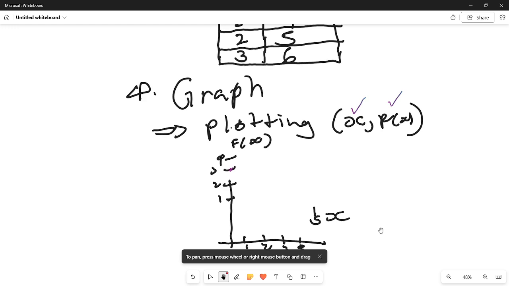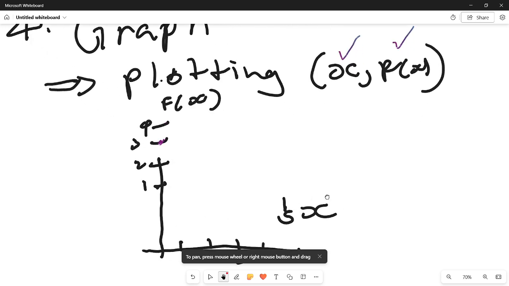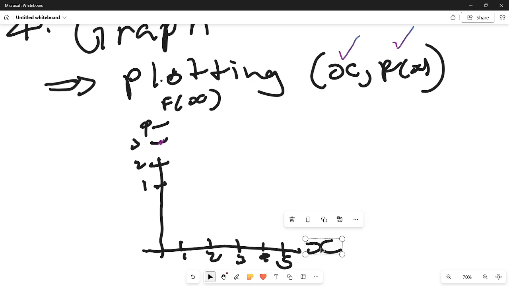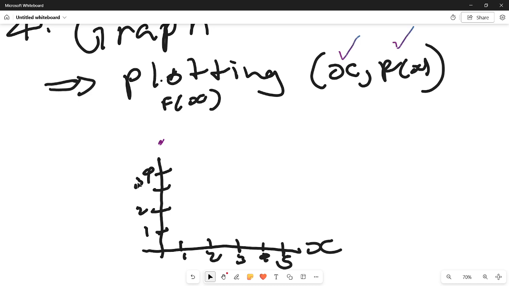Let's see if... So I think we can move this down here. And this is the x-axis. This is 1 and 2. This is 4. And this is 3. Yeah, there we go.